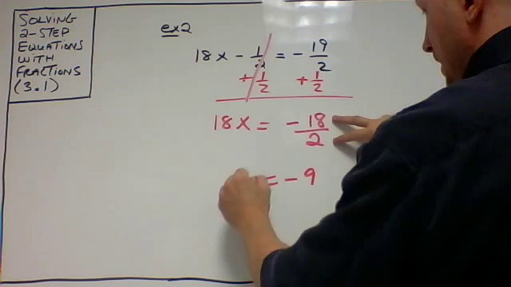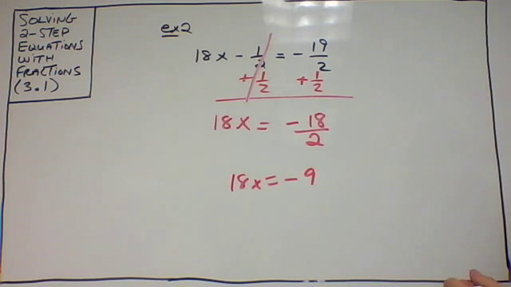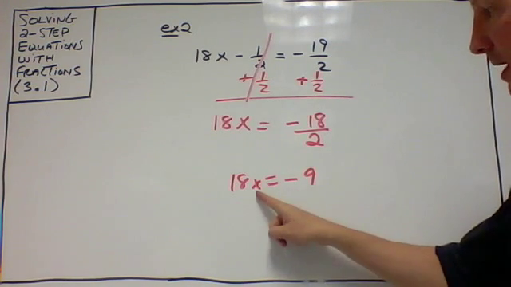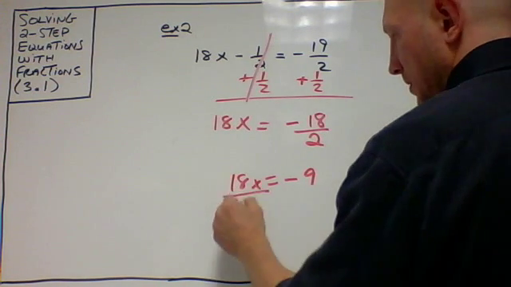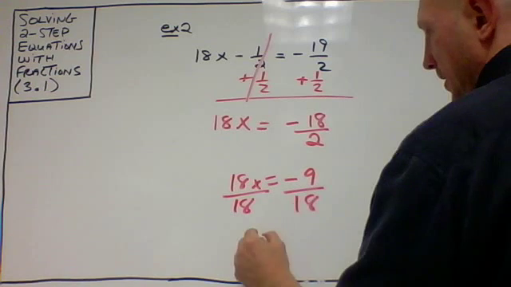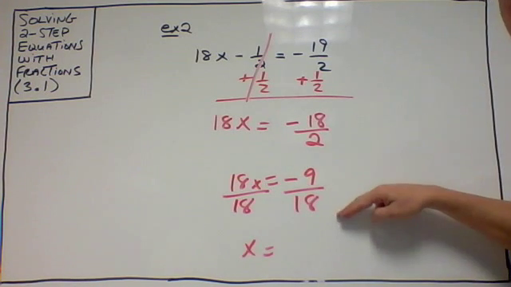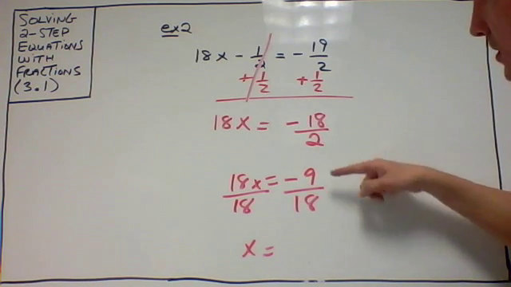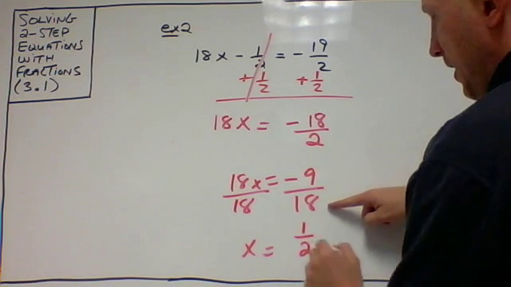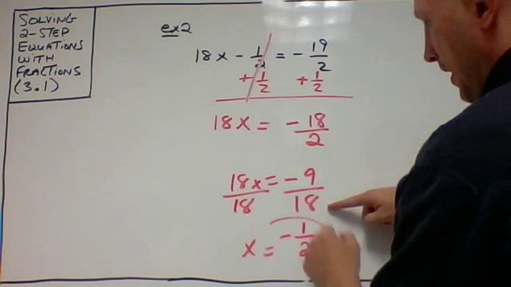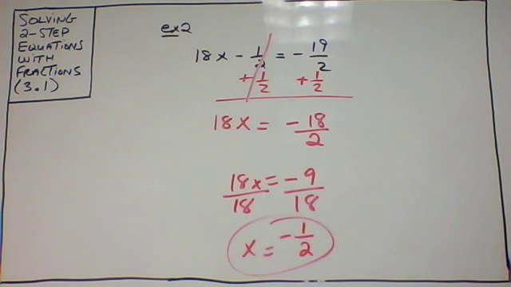And then we have 18x equals negative 9. From here, you go on the side of the x. If there's multiplication, you do the opposite, which is division. You divide, and you get negative 9 over 18, but that can be reduced. They're both divisible by 9. So divide by 9, divide by 9. The answer is still negative, and we get negative a half.